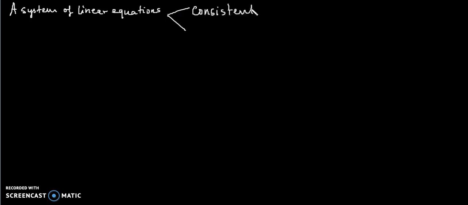Okay, so let's recall that a system of linear equations can be categorized into two big types: either consistent or inconsistent. Inconsistent means it has no solution.